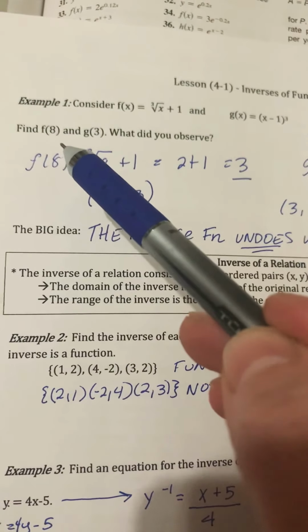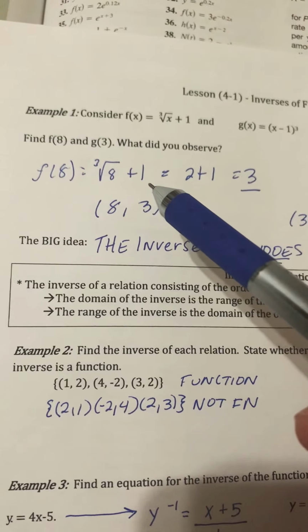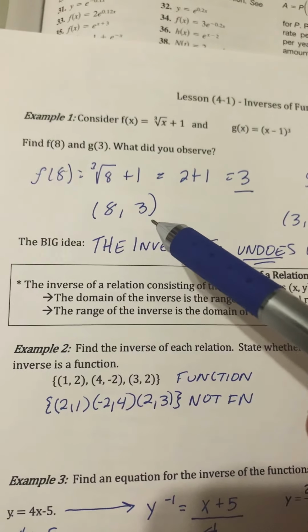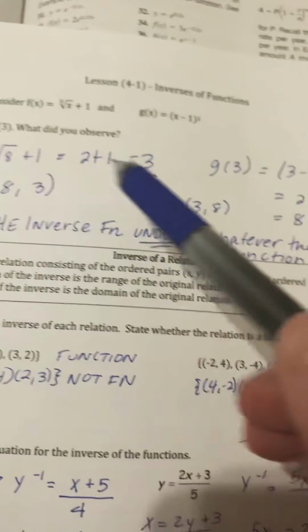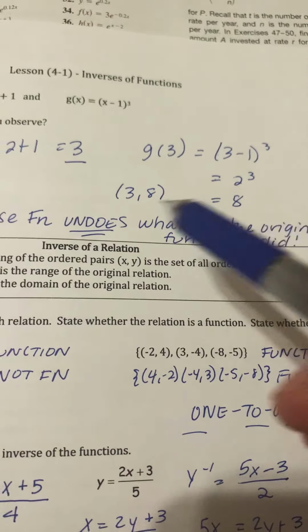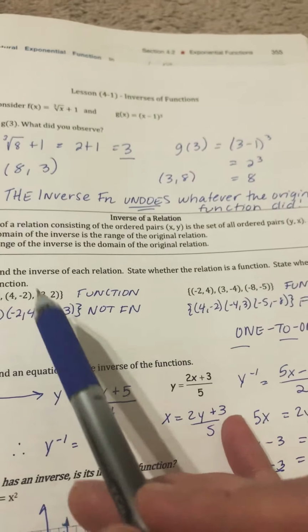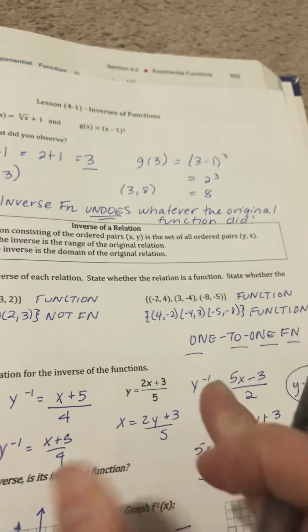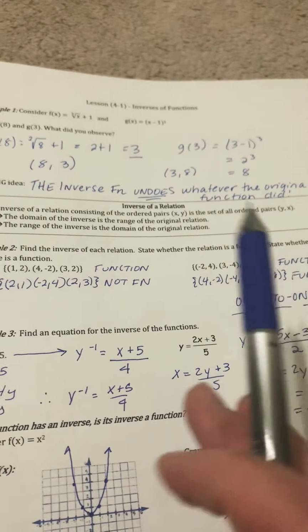So if I put 8 into my first function, I cube root 8, I add 1, which is 2 plus 1, and I get 3. So that means I put an 8, and I got 3. Okay. Well, then I put into my g function 3. I put in 3, I get 2. 2 cubed is 8. I put in 3 and I got 8. So the big idea of inverse functions is that the inverse function undoes whatever the original function did. So that's our big idea here, is that they're going to undo the original action.